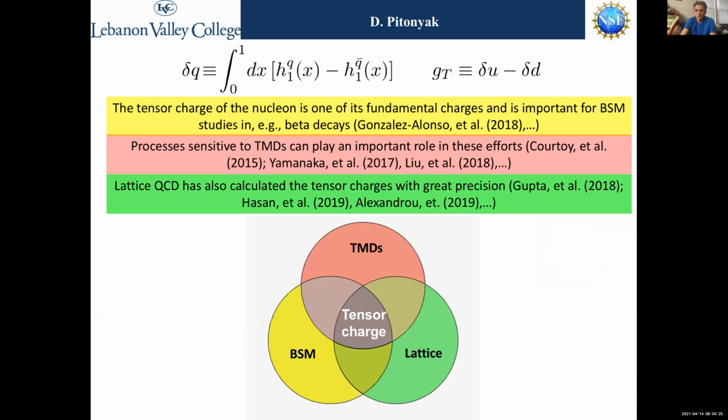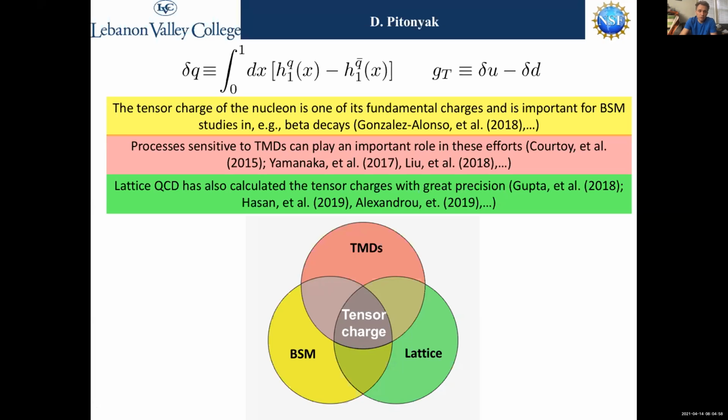And particularly interesting is the isovector combination, the difference between δu and δd, which is called g_T. It turns out that this tensor charge is one of the fundamental charges of the nucleon, and it's important for beyond-standard-model studies, for instance, in beta decay. And it turns out that processes sensitive to TMDs can play a very important role in these efforts, as was emphasized by papers by Courtoy and others, Yamanaka and Lee.